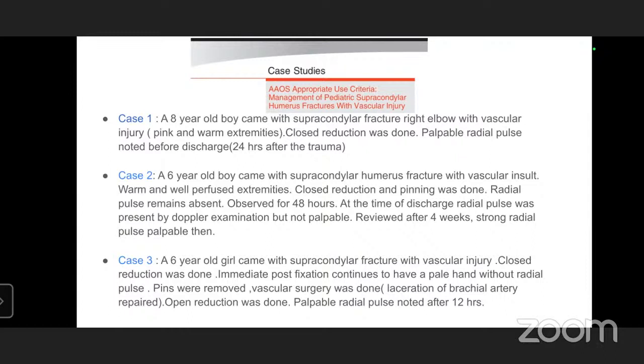So from this case series, we can say that the pulse may return after around 12 hours in some cases, around 24 hours in some cases, and it might take 2 to 3 weeks also in some cases.